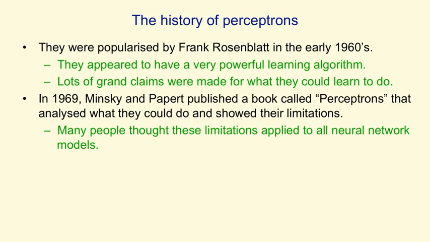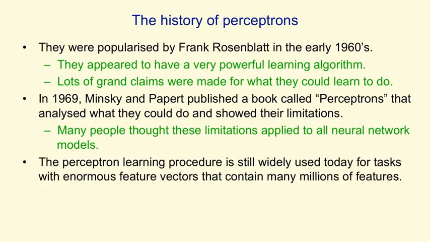But that result got wildly overgeneralized, and when I started working on neural network models in the 1970s, people in artificial intelligence kept telling me that Minsky and Papert had proved that these models were no good. Actually, the perceptron convergence procedure, which we'll see in a minute, is still widely used today for tasks that have very big feature vectors. So Google, for example, uses it to predict things from very big vectors of features.